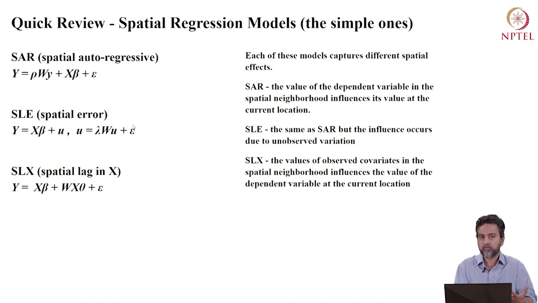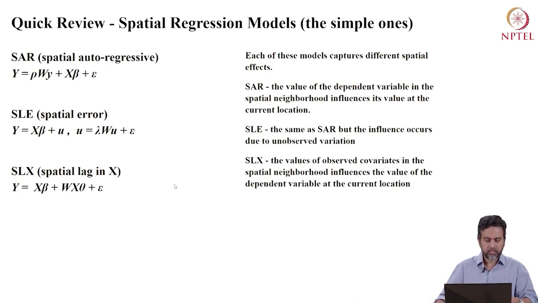So we do believe that the groundwater levels are spatially autocorrelated, but we don't know why. And we don't include any variables in our regression model to capture that. So it's going to sit in the error term, and if that's our belief about the process, then this model is most appropriate.